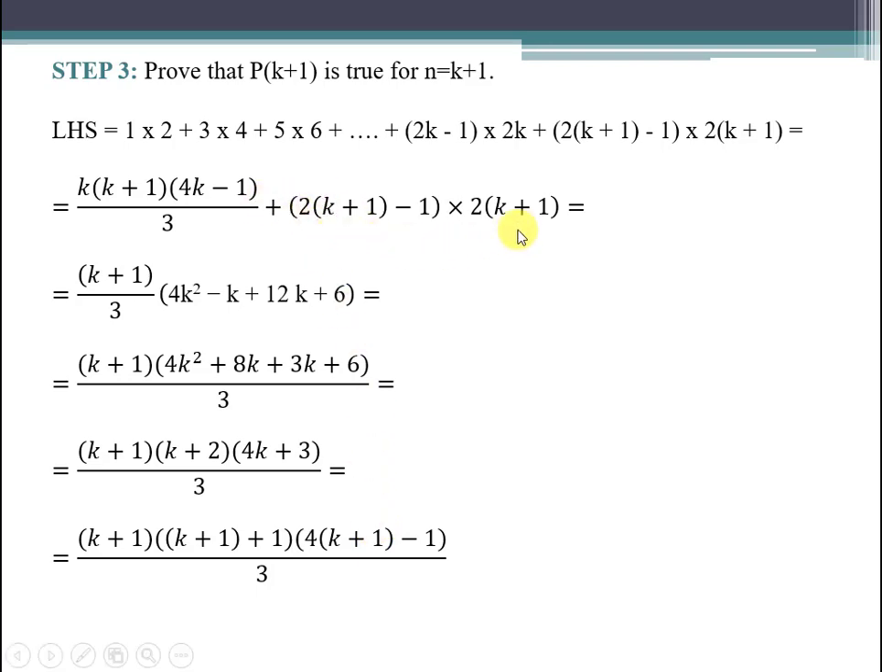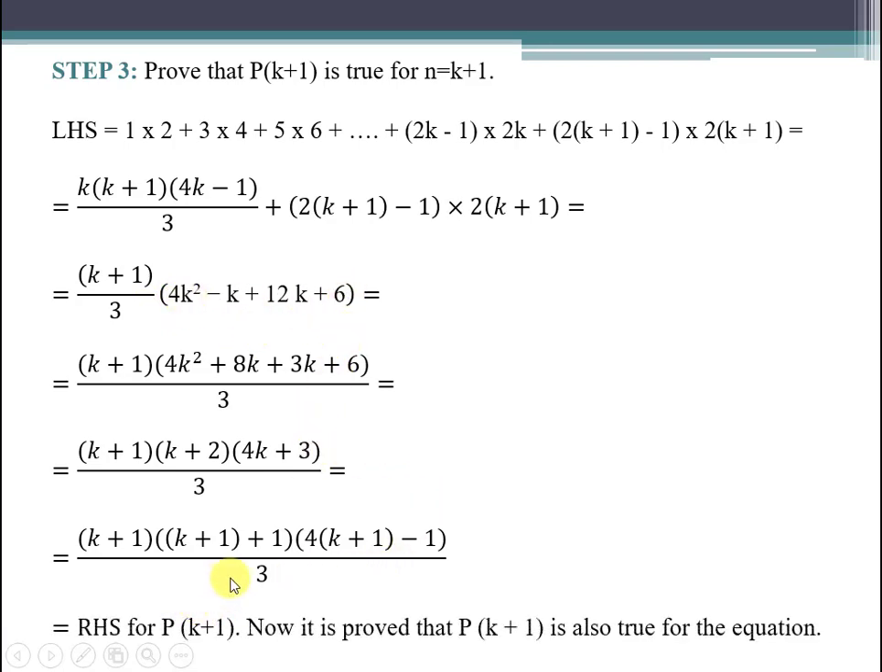So here we just multiply and we get this. After multiplying, we can take this k plus 1 out of the brackets, and we have this one inside the brackets. So it gives us the right hand side for Pk plus 1. Now it's proved that Pk plus 1 is also true for the equation. So we proved our statement.